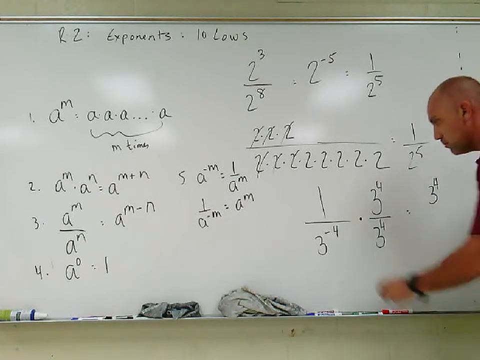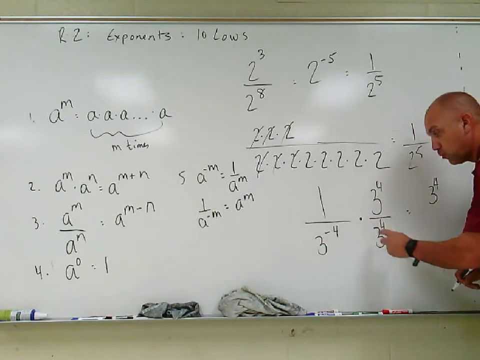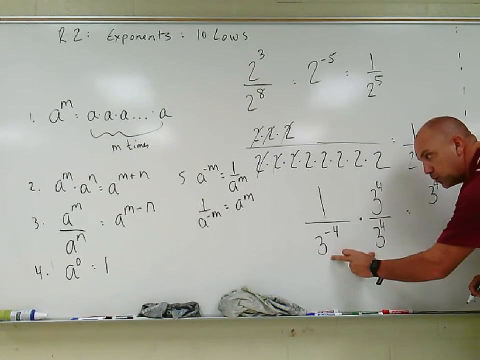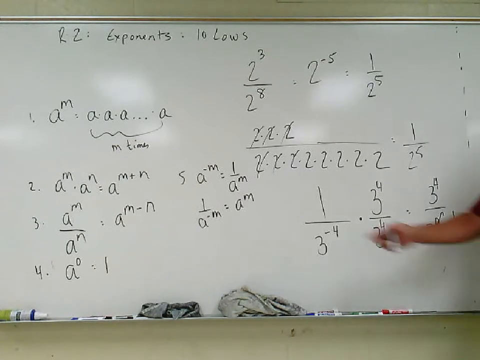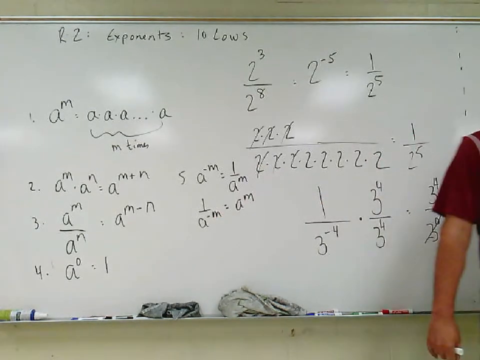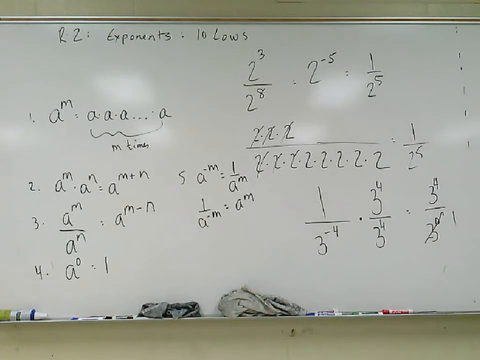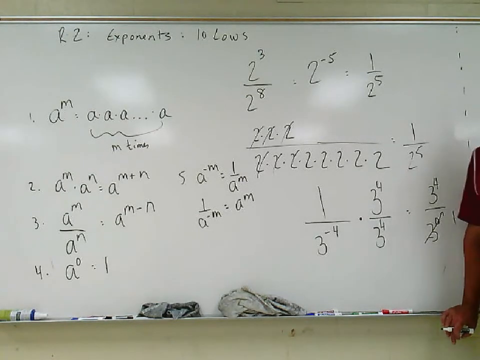Now look at the bottom. 3 to the negative 4 times 3 to the 4. What's the rule when you multiply and your base is the same? You add. What's negative 4 plus 4? What's anything to the 0? Bam. There you go. So you don't have to do that every time. You just know it changes its place in the fraction and becomes positive. But that's the math behind it.